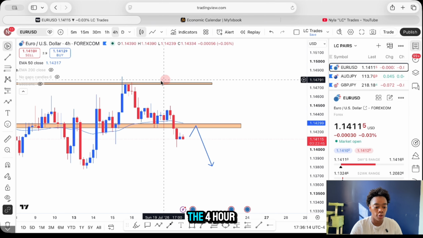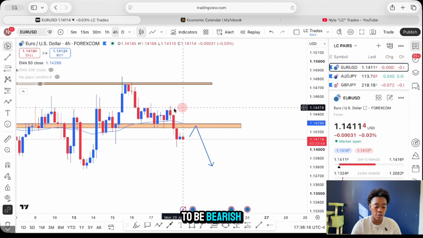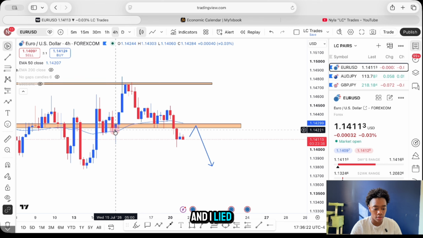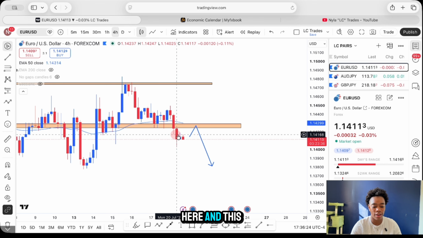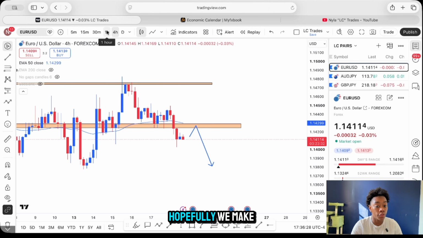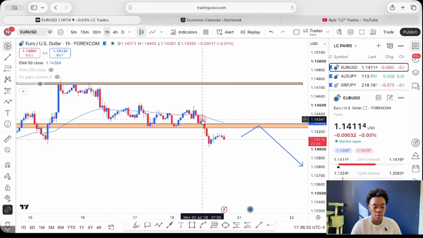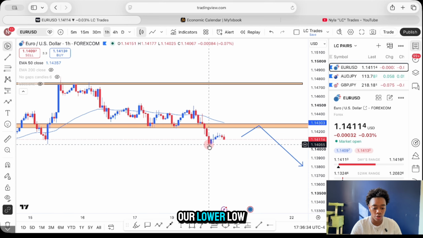So the 4 hour is also going to be bearish. This is our lower high right here. This is our lower low. And I lied. This is our lower high right here. And this is our new lower low. Hopefully we make another one. And then the 1 hour is going to be bearish as well. There's our lower high right here, and this is our lower low.